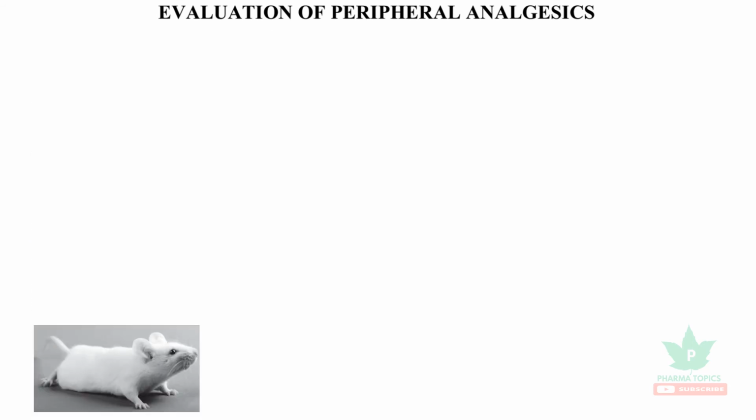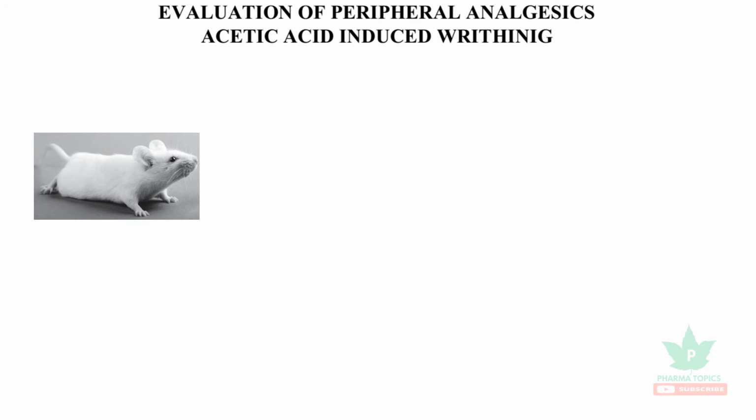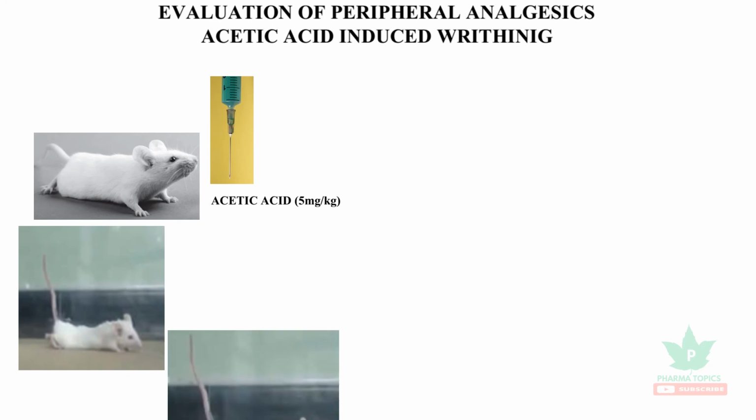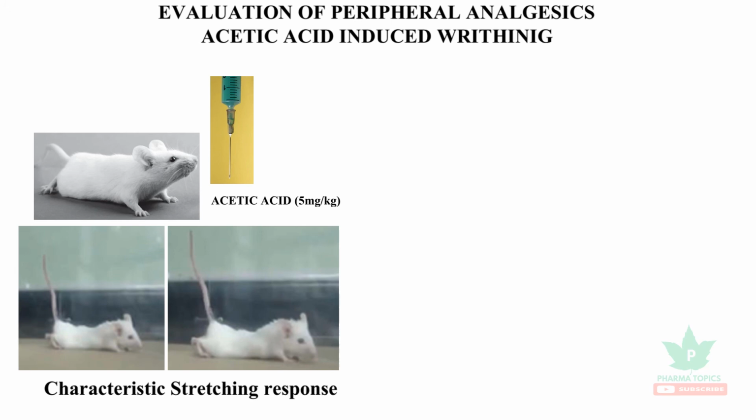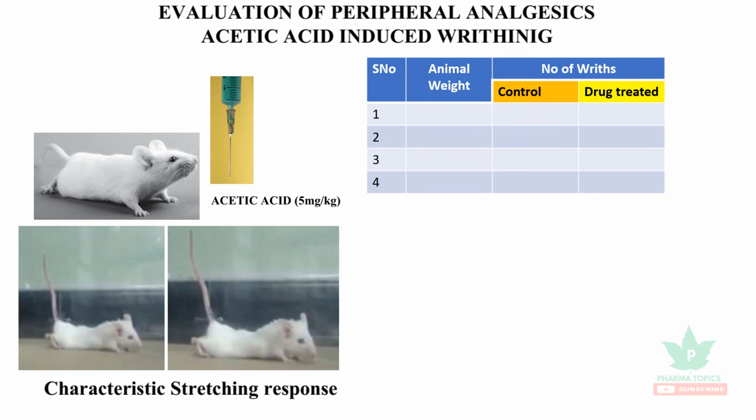The next method is acetic acid induced writhing. So this is determined in mice. Acetic acid at 5 mg per kg is injected into the intraperitoneal cavity of the mice. The mice will be noted for characteristic stretching of the abdomen and a circular movement, that is called writhing. So the number of writhes in control and the drug treated will be compared. Decrease in the number of writhes determines the analgesic activity of the test compound.